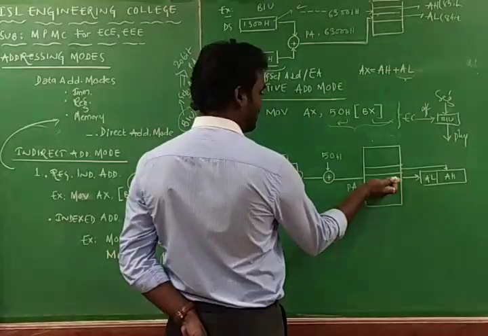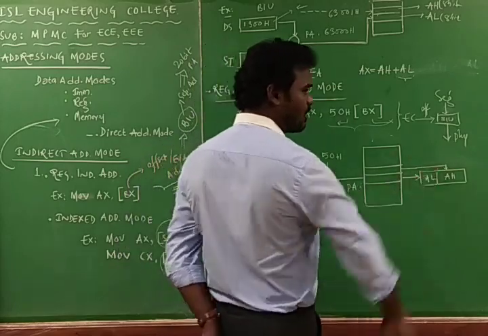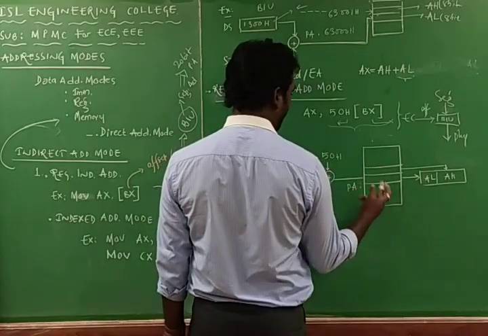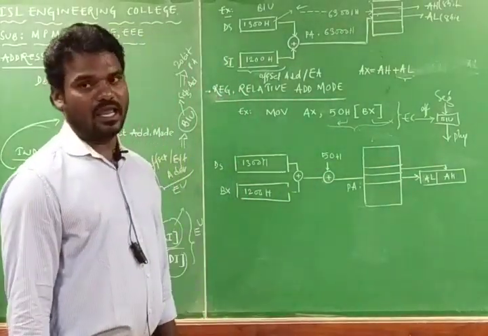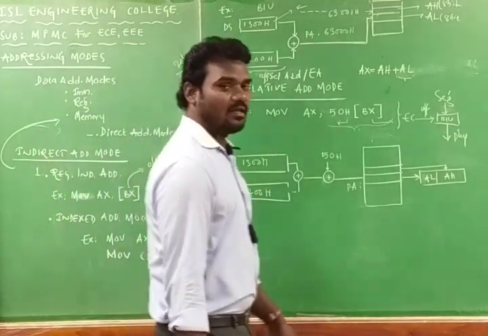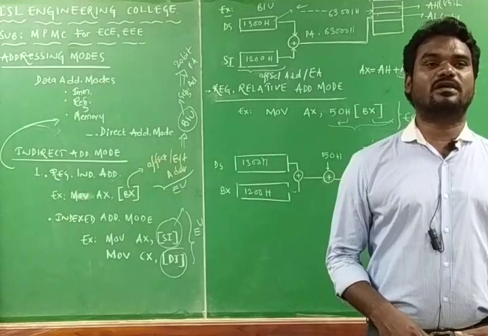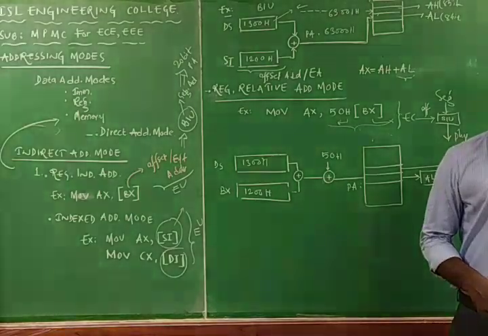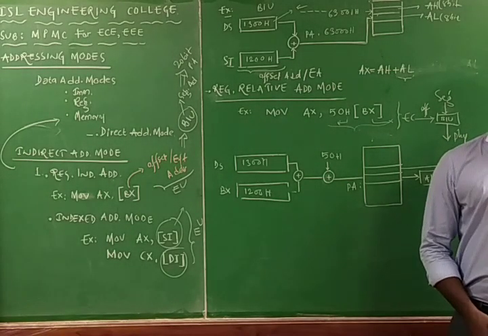The lower byte of data at the physical address will be moved into the lower byte of the accumulator register, and the second 8-bit operand will be moved into the higher byte of the accumulator register. In such a way, the operands can be accessed by the 8086 microprocessor. The way in which the operands can be accessed by the 8086 microprocessor is called the addressing modes. With this, addressing modes of the 8086 microprocessor is completed, and tomorrow we are mostly going to start the second unit. Thank you.